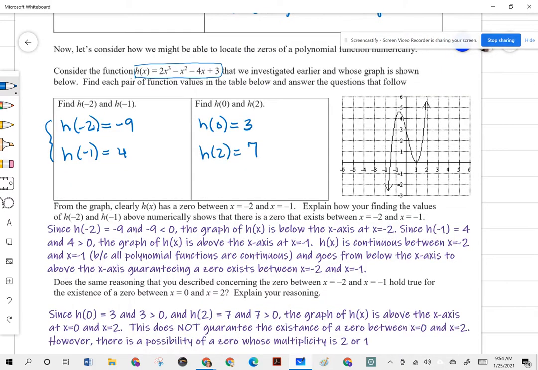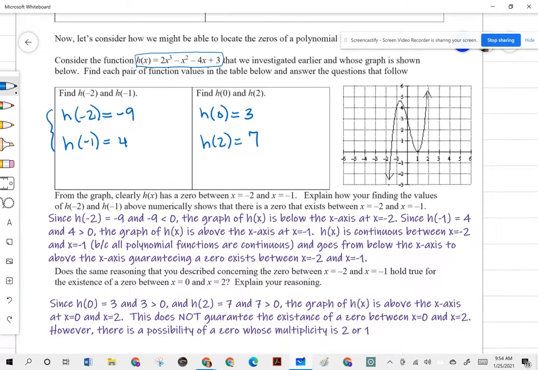So now let's take a look at this one. Does the same reasoning that you described concerning the 0 between -2 and -1 hold true for the existence of a 0 between 0 and 2? Now notice 0 and 2. We have a positive and a positive. So it says since h of 0 is 3, 3 is greater than 0, and h of 2 is equal to 7, and 7 is greater than 0, the graph of h of x is above the x-axis at 0 and 2.